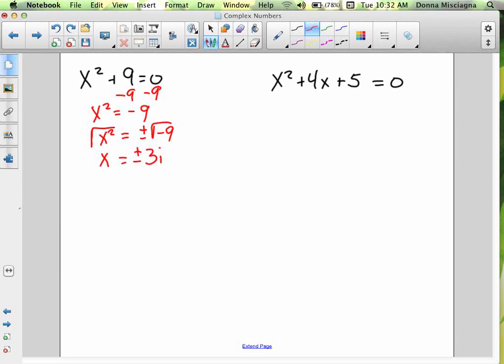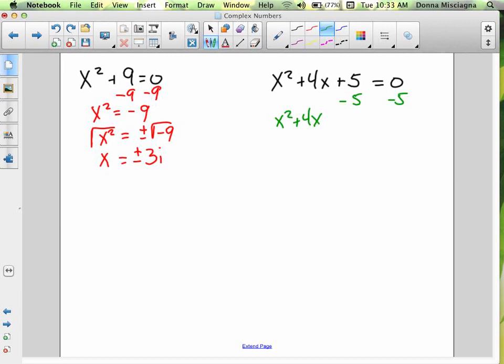Let's look at the second one. All right, so we have x squared plus 4x plus 5 equals 0. Let's use completing the square. This one's a nice one for completing the square. So step one, we're gonna move the constant term. So we'll subtract 5 from both sides. So we have x squared plus 4x equals negative 5.